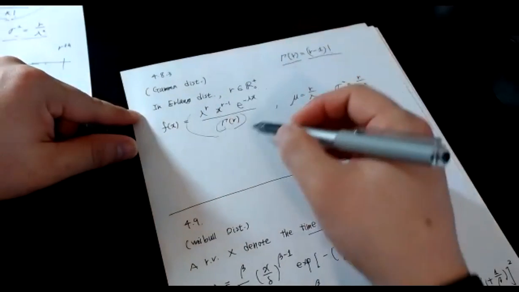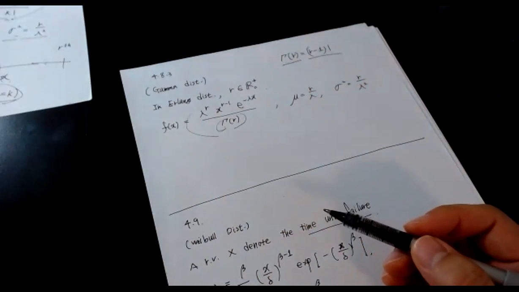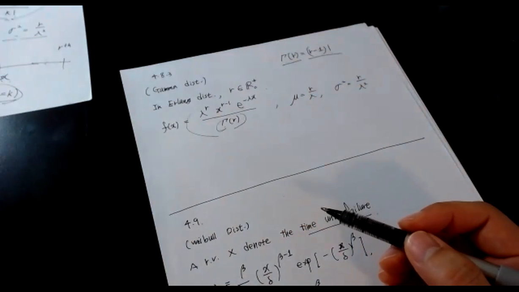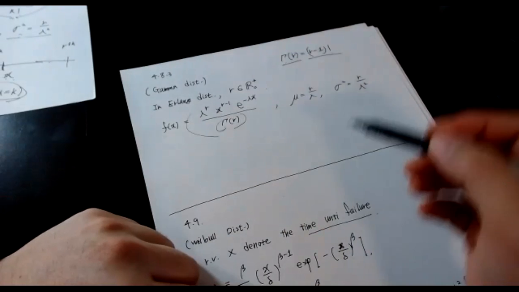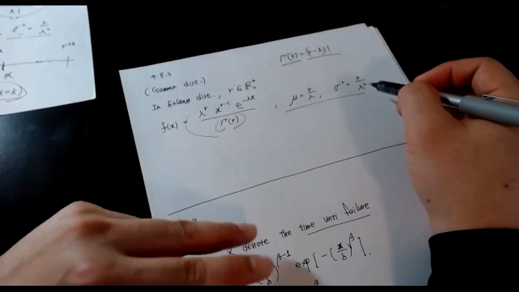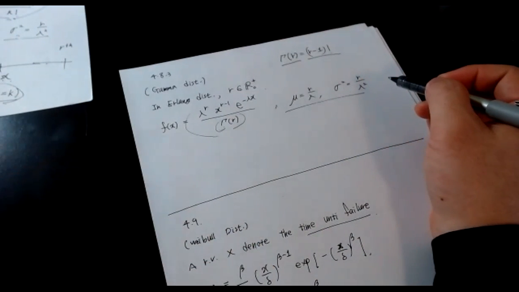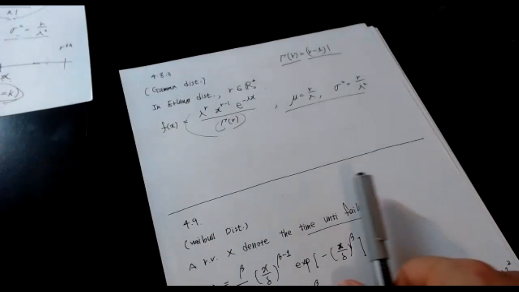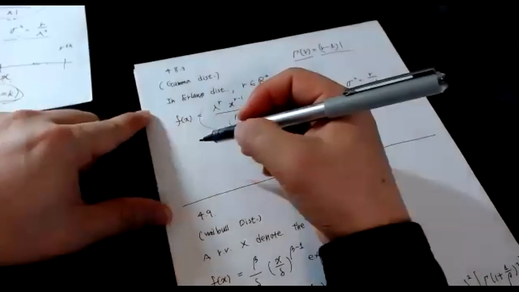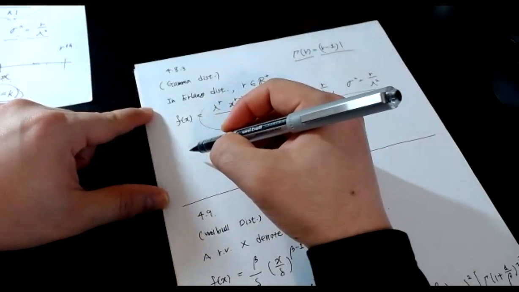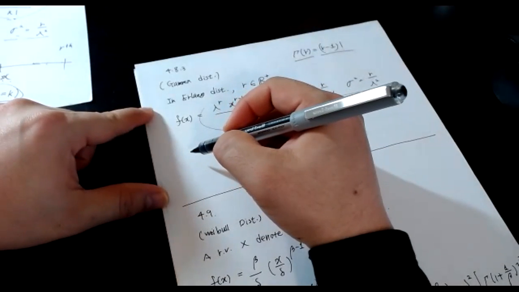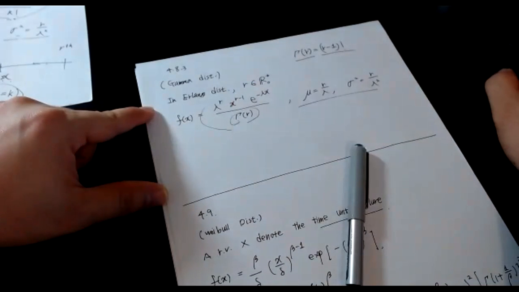Then this PDF will be exactly equal to the PDF in the Erlang distribution. So mu and sigma squared are exactly the same as the mu and sigma squared in the Erlang distribution. Okay, so now the problem is this: 0 to infinity. Let's see the problem.